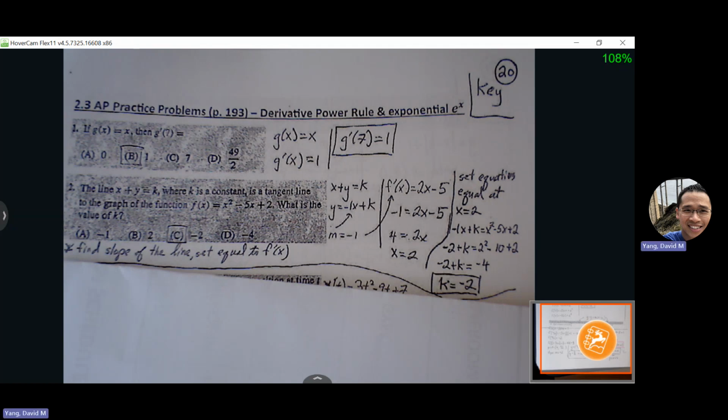I can set both equations equal to each other. The line is y equals -x plus k, and f of x is x squared minus 5x plus 2. I set them equal to each other, and now I'm off to trying to solve for k.